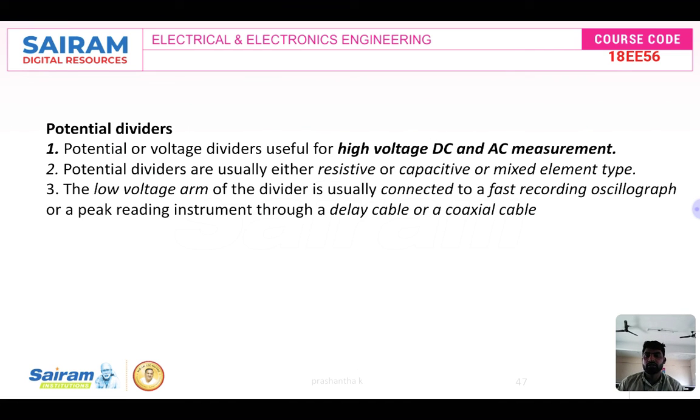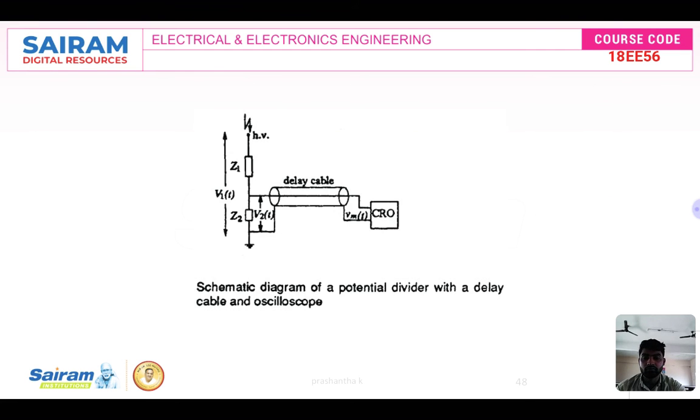Potential dividers: potential or voltage dividers are useful for high voltage DC and AC measurements. Potential dividers are usually either resistive, capacitive or mixed element type. The low voltage arm of the divider is usually connected to a fast recording oscillograph or peak reading instruments through a delay cable or coaxial cable. This is a schematic diagram of a potential divider with a delay cable and oscilloscope.